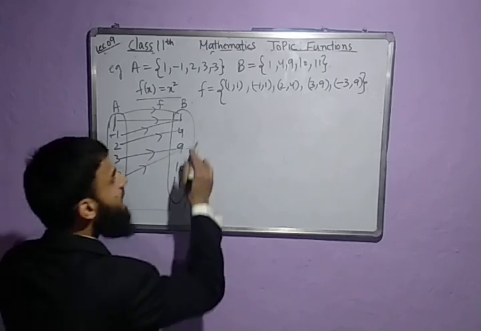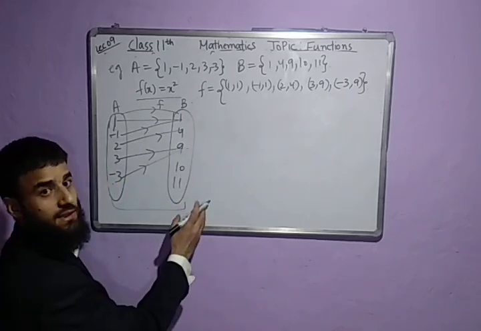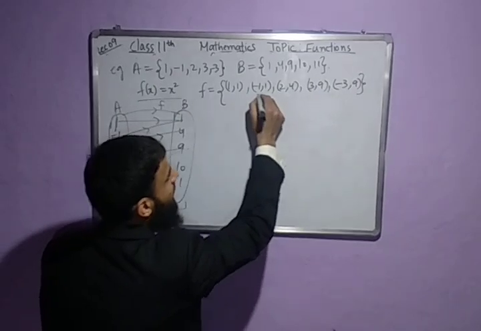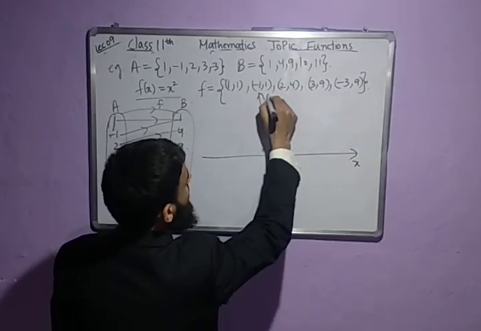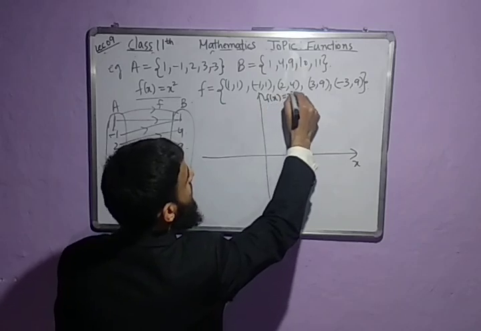Let us see this function with the help of a graph. If I draw a graph of this function f of x is equal to x square, it will look like this.